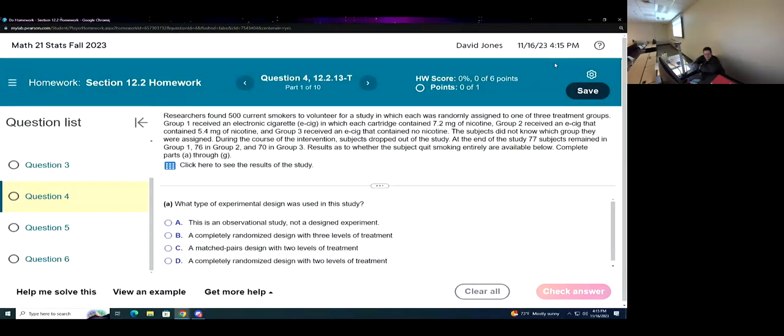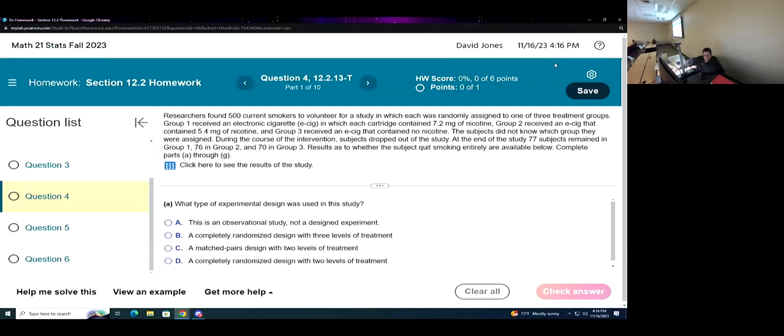Researchers found 500 current smokers to volunteer for a study in which each was randomly assigned to 1 of 3 treatment groups. Group 1 received an electronic cigarette. I'm gonna write this down. It's 12.2, question number 4.